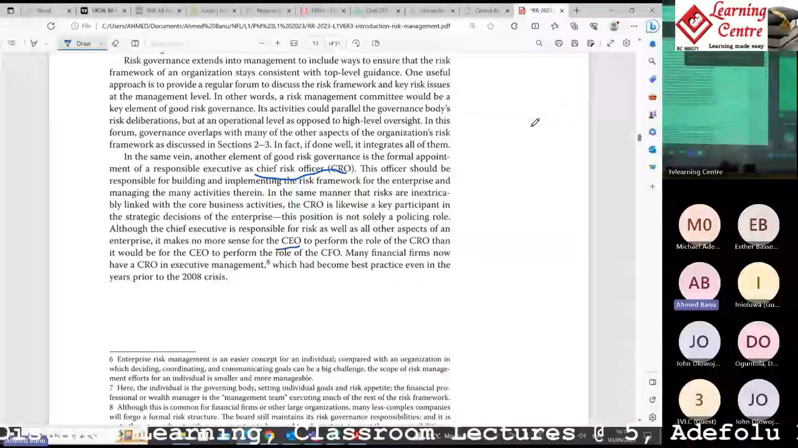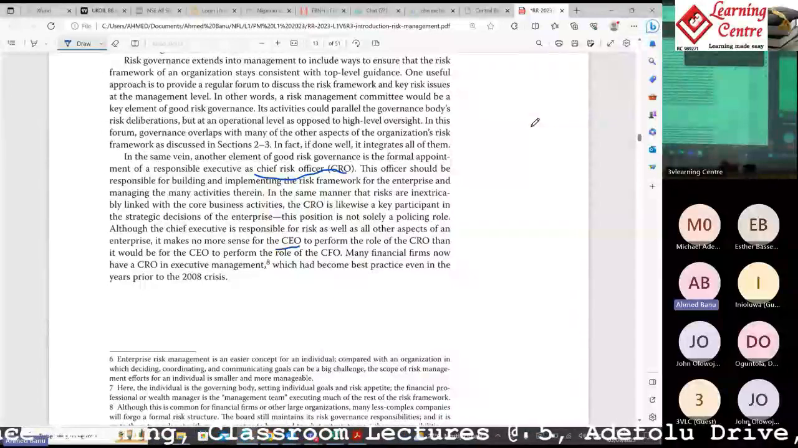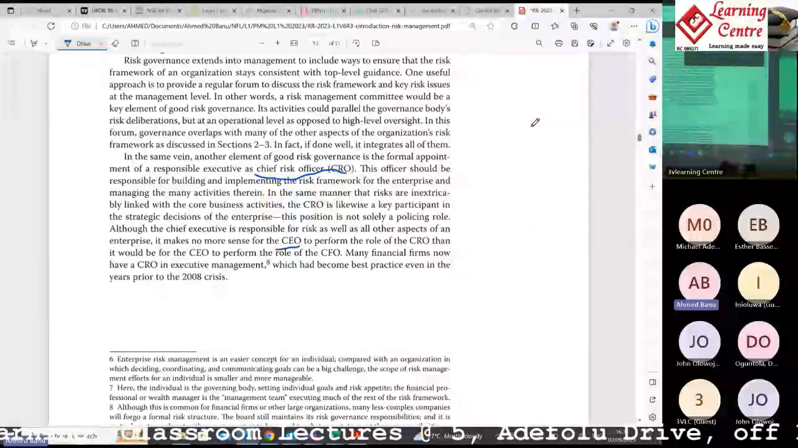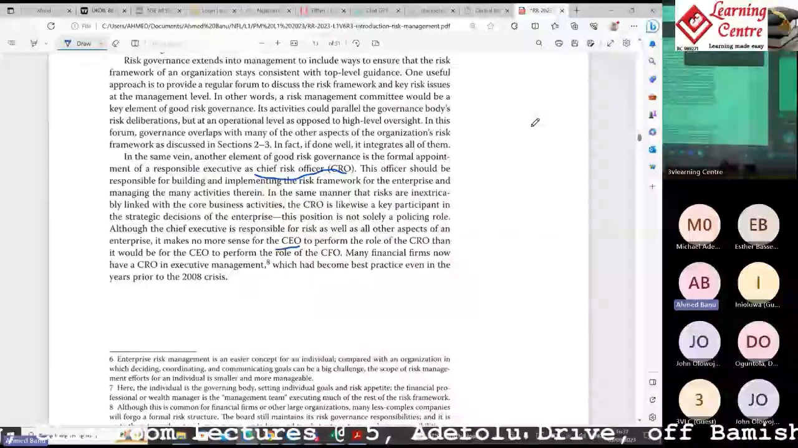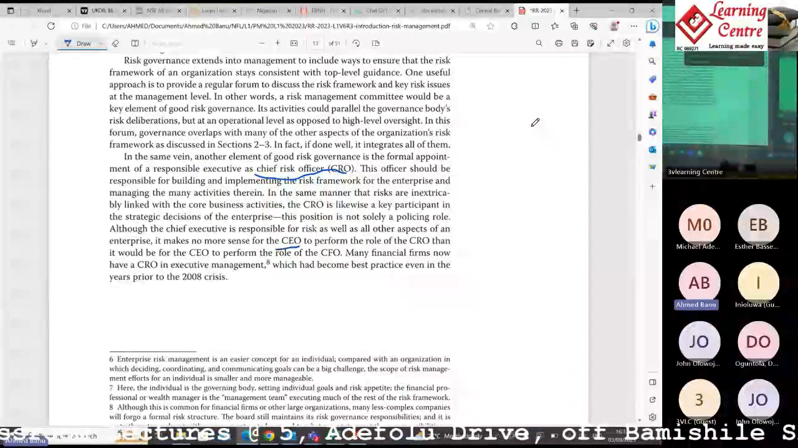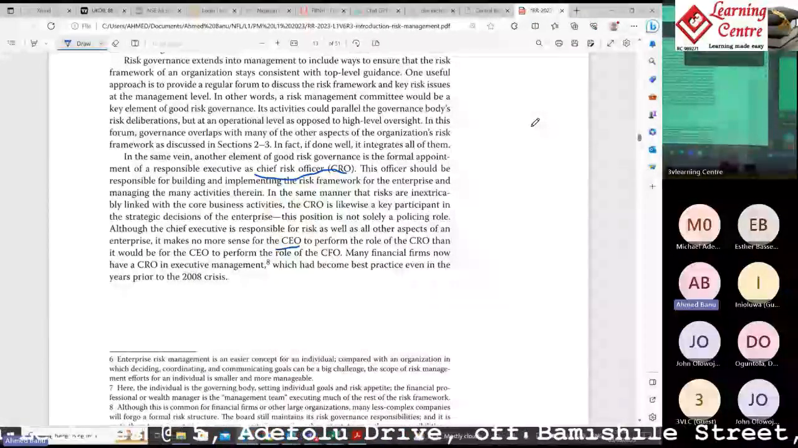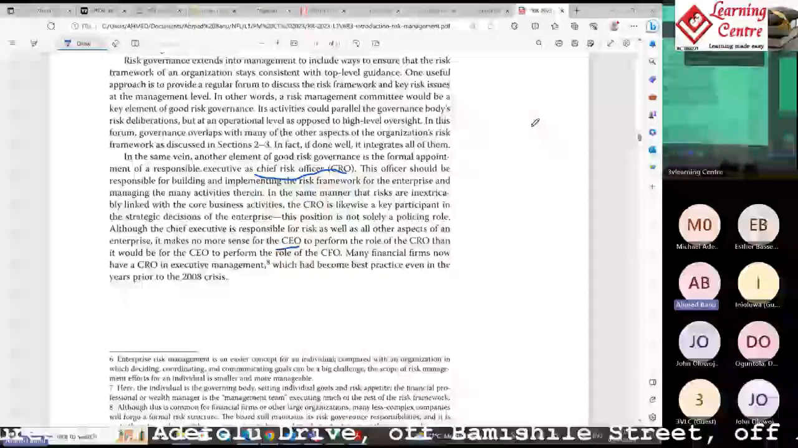So the chief risk officer has to be somebody that's different from the CEO, different from the CFO, and that person is reporting directly to the board. Reporting directly to the board. Very, very key for risk governance.